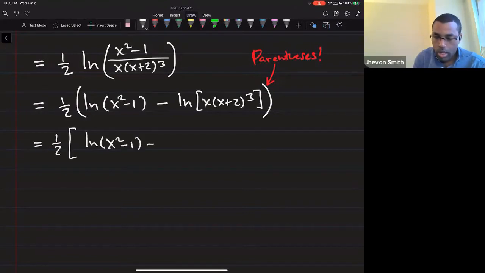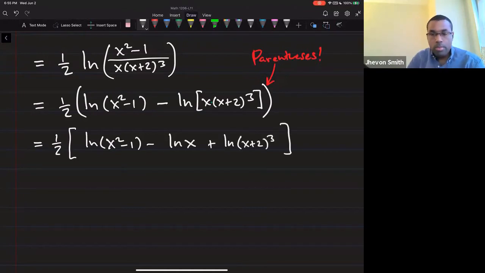For this one, I know there's a multiplication here. And I know log of something times something is just the log of one plus the log of the other. So this will be ln of x plus ln of (x plus 2) cubed. Right? So are we good? I'm just applying the log rule.